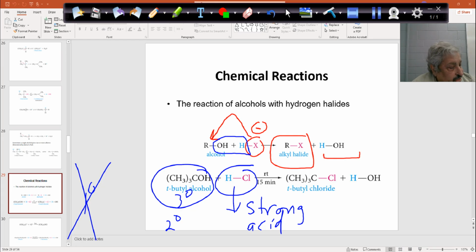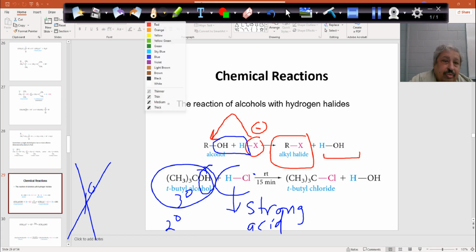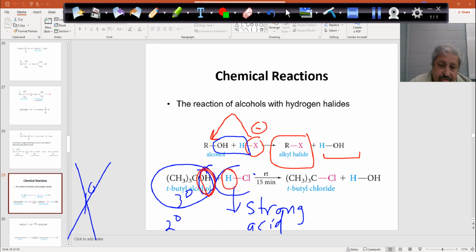Always the stability of the alcohol is affecting the type of reaction you have. Okay, so you add strong acid to it, you can pull out the OH here with the H. Let me see here. You can pull out the OH with the H to produce H2O here. And then the Cl will come and attach itself to the tertiary butyl carbocation.